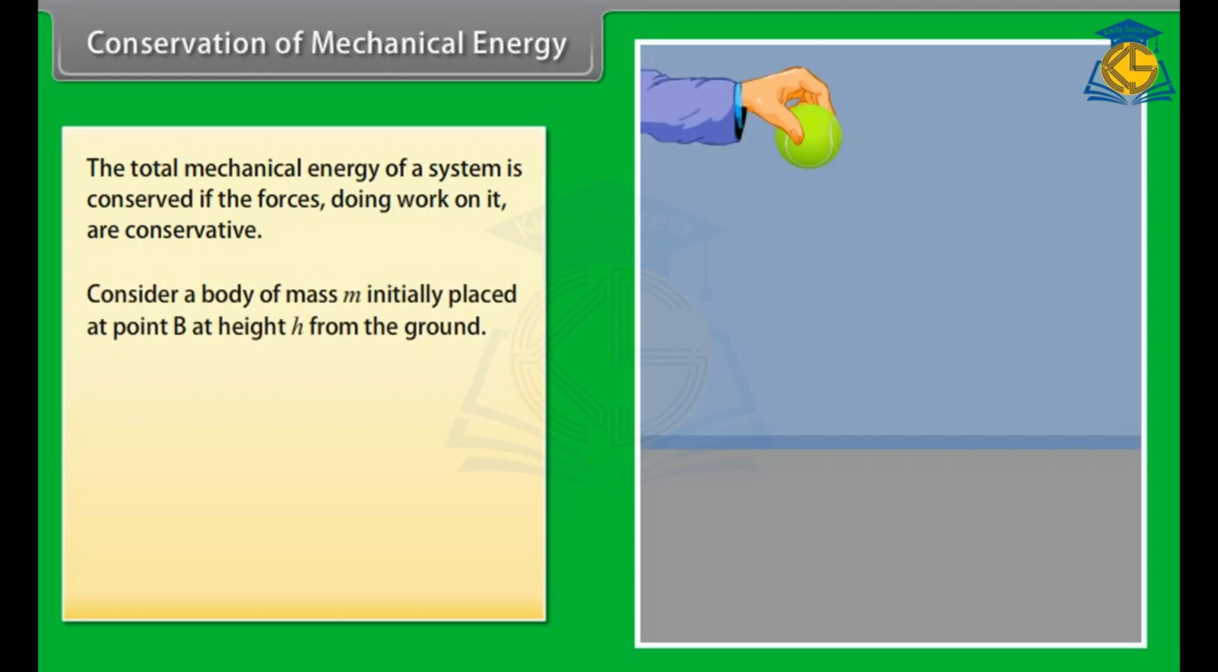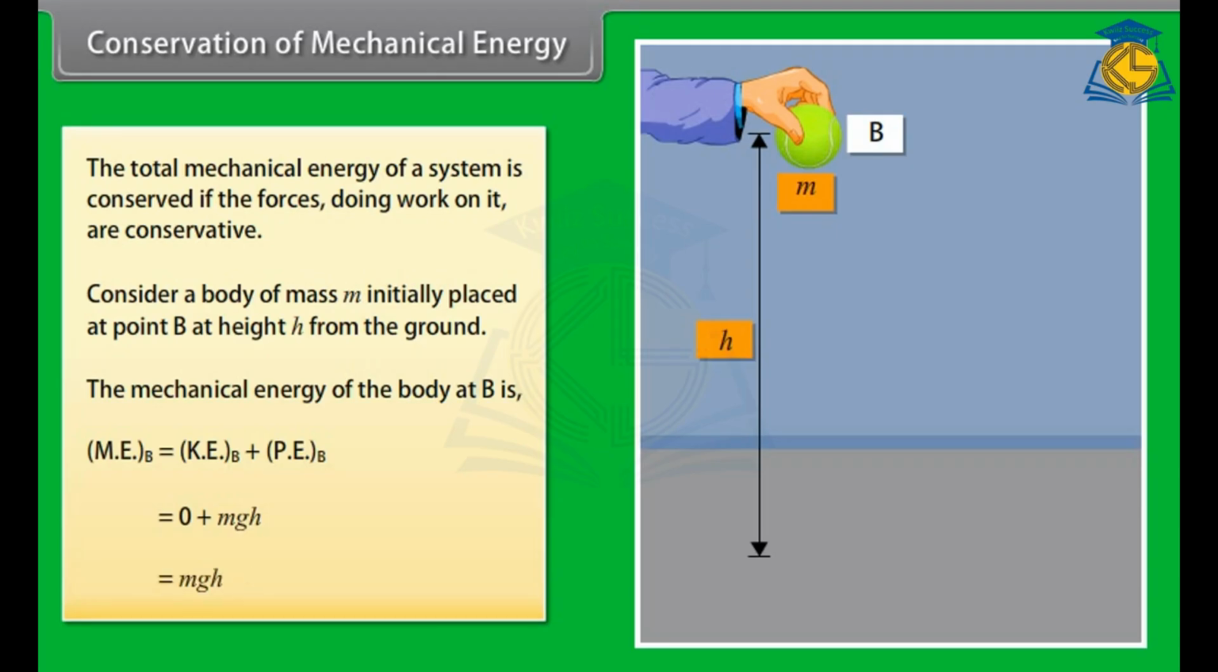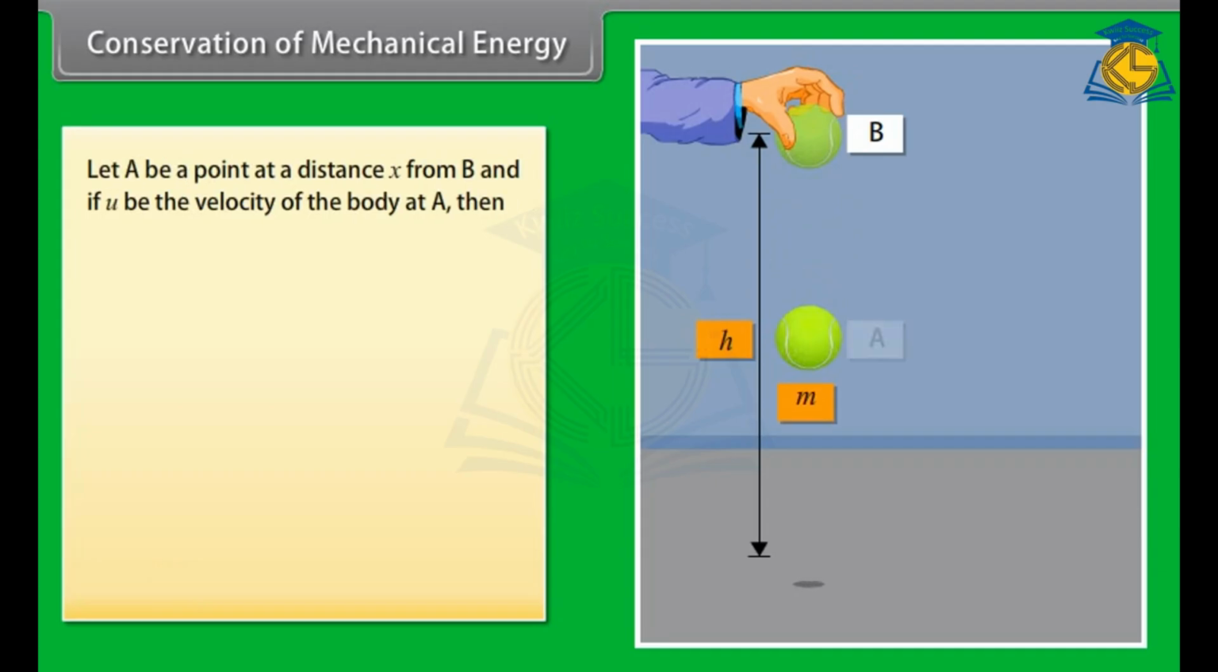Consider a body of mass m initially placed at point B at height h from the ground. The mechanical energy of the body at B is equal to the kinetic energy of the body at B plus the potential energy of the body at B, which is 0 + mgh = mgh. Let A be a point at a distance x from B, and if u is the velocity of the body at A, then u² = 2gx.